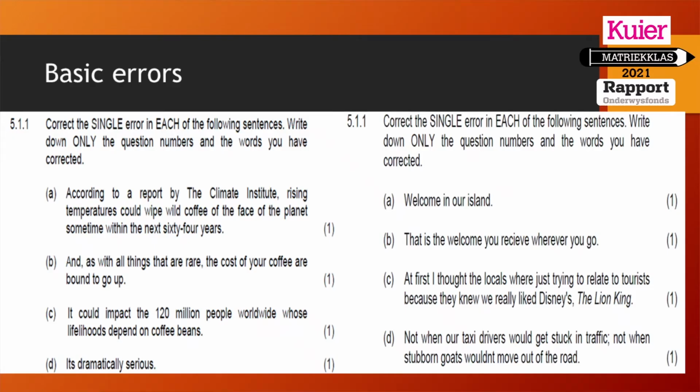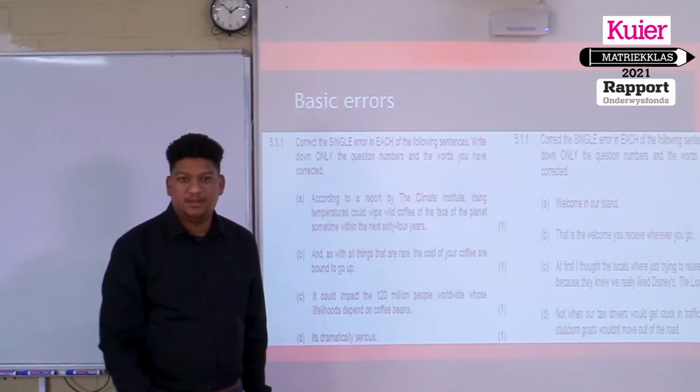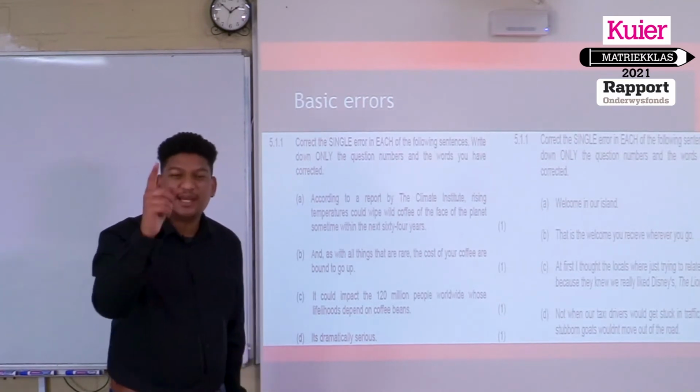Let me show you quickly. That sentence says there, "welcome in our island." What is the problem there? What is the error? I can tell you now already. Incorrect use of a preposition. It's "welcome to our island." Easy? Easy peasy. But you didn't read it. You thought something else was the error. The next one says, "that is a welcome you receive wherever you go." I mean, really? It's so obvious. Receive is spelled wrong. It's about reading. It's about seeing.